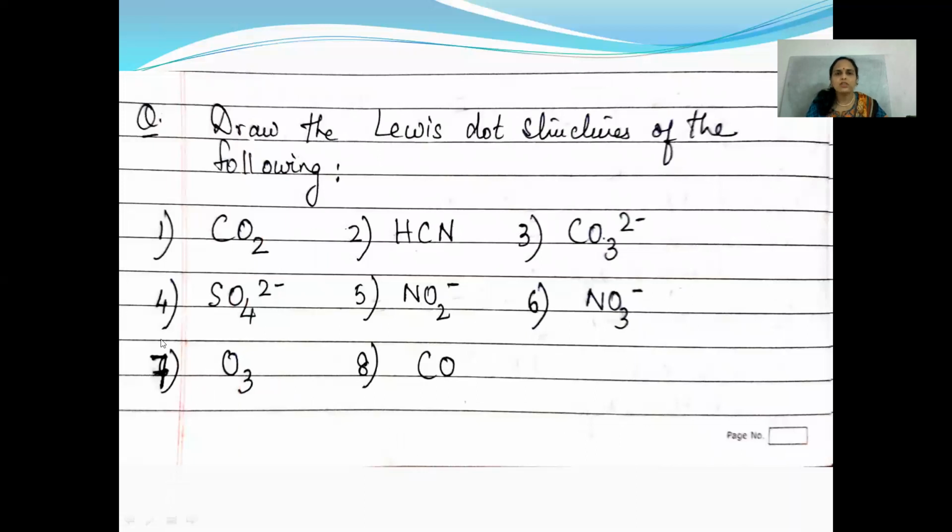Look at the question. Draw the Lewis dot structures of the following. There are 8 structures which you need to draw: carbon dioxide, HCN, CO3 2-, the carbonate ion, SO4 2-, the sulfate ion, nitrite ion, nitrate ion, ozone, and carbon monoxide. Let's discuss one or two among them.